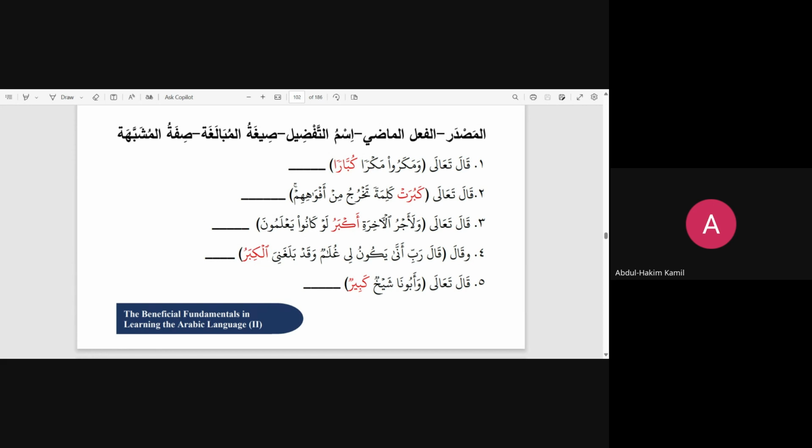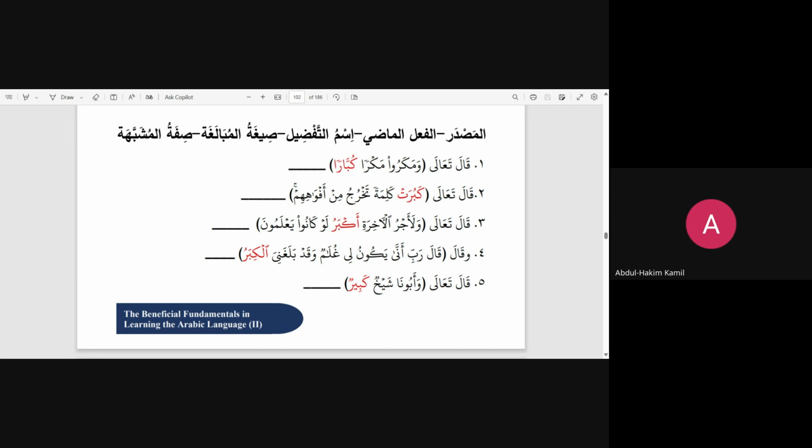As master for kabir. Kabura is the verb. Kibar is the master, elderly age. Kabura is the verb. The person is kabir. What has reached him? Balagani, old age has reached me. Al-kibar, elderly age.